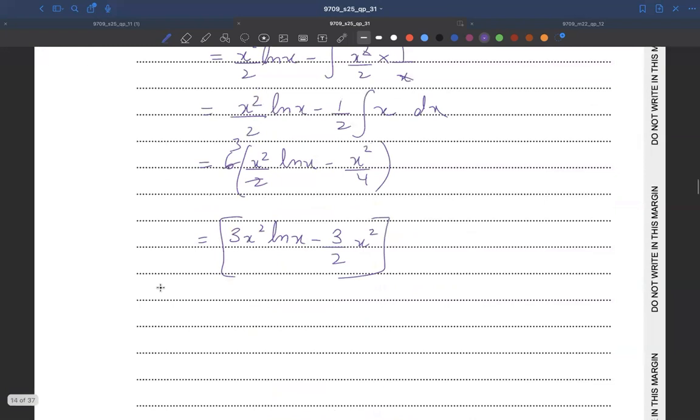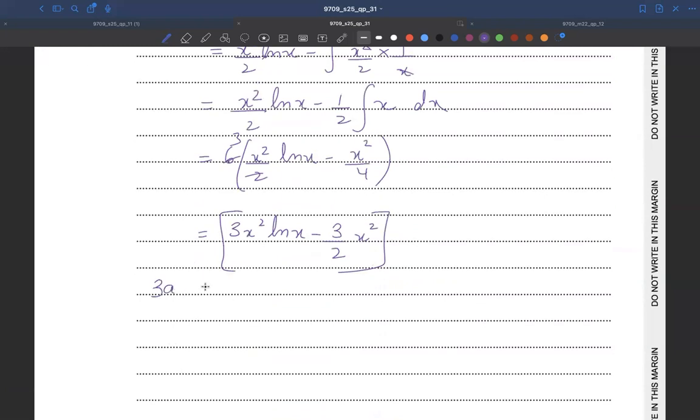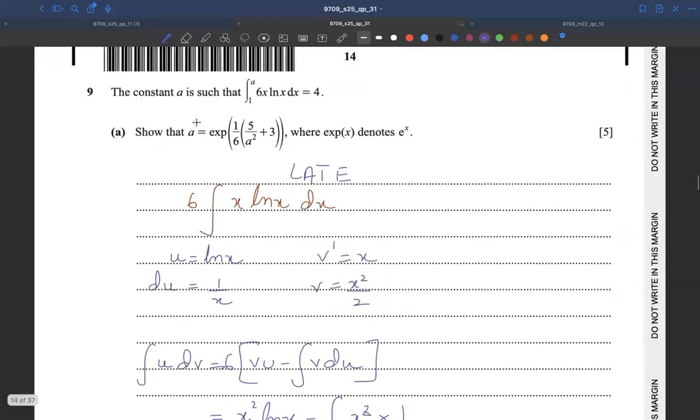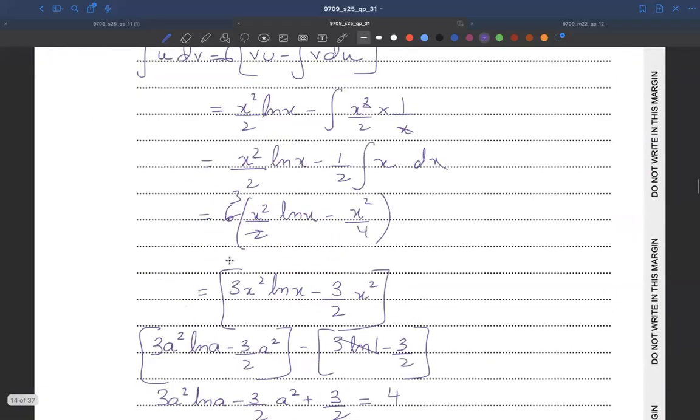So for substituting a, we'll get 3a squared ln of a minus 3 upon 2a squared, minus 3 into 1 squared into ln of 1 minus 3 upon 2 into 1. ln of 1 is 0. So we get 3a squared ln a minus 3 upon 2a squared, minus that will become plus 3 upon 2, and this term will become 0, equals 4. Now we have to make a the subject, and a squared will be on the other side.